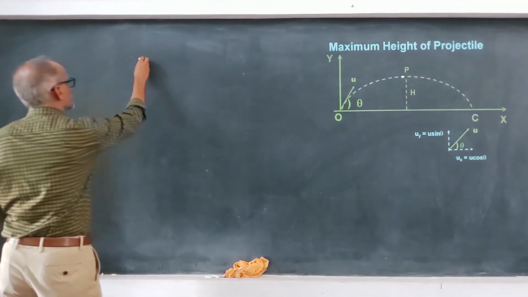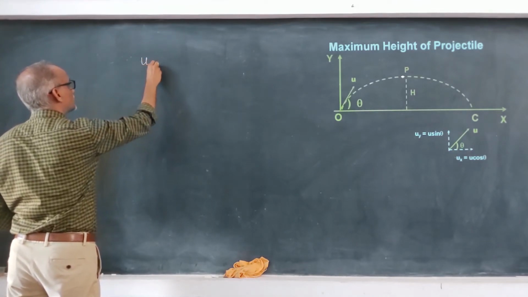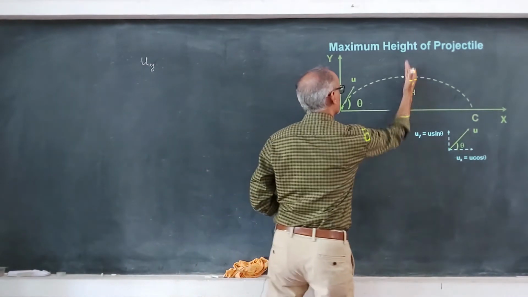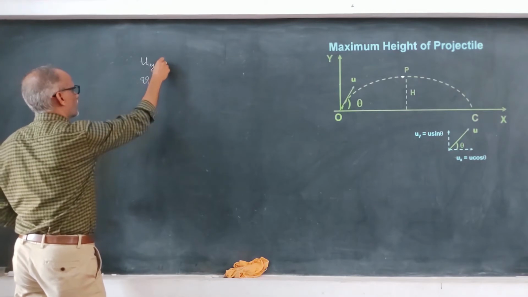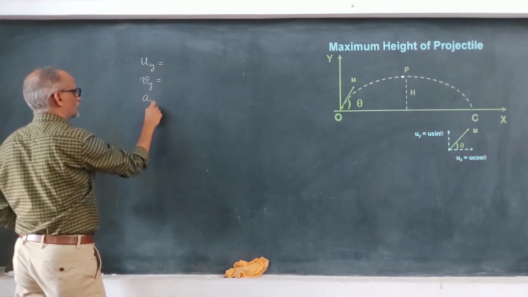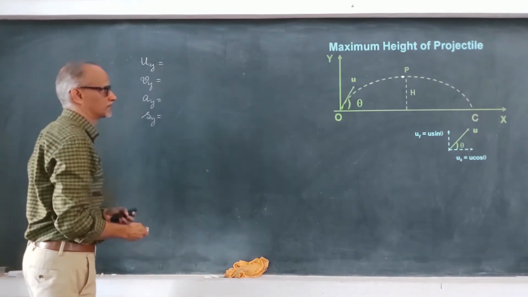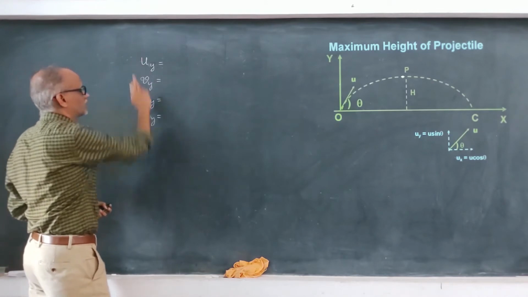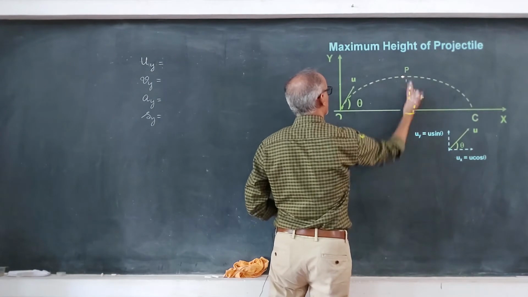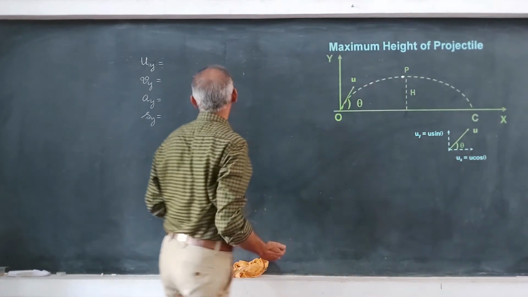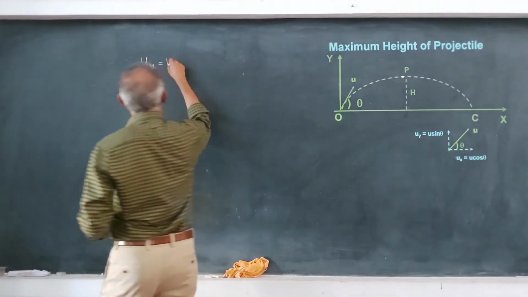So, what is the initial velocity along the vertical? Because when we say maximum height, it's along the vertical, correct? What is the final velocity along the vertical? What is the acceleration along the vertical? What is the distance along the vertical? Why are we considering only the y-axis? Because this height is measured along the y-axis only, right? So everything is along the y-axis. What is the initial velocity along the y-axis? That is u sin theta.